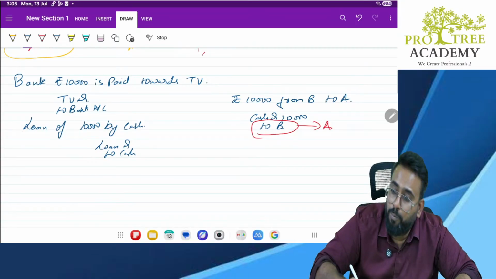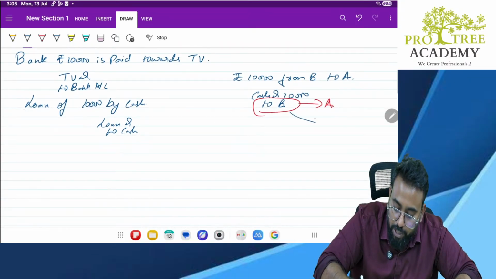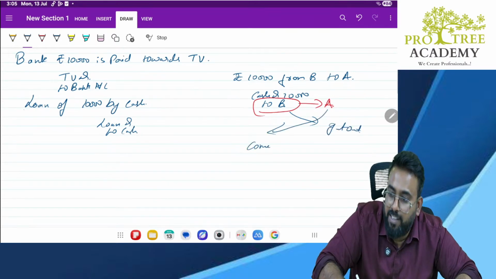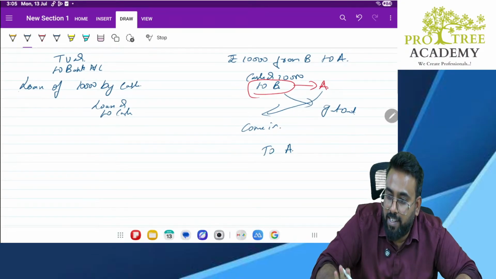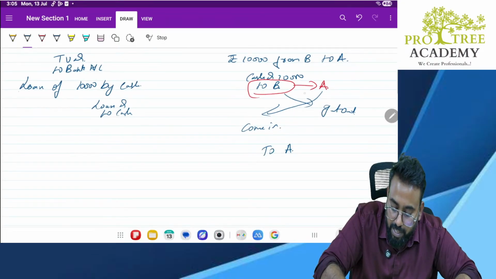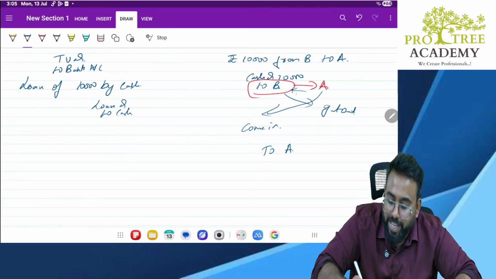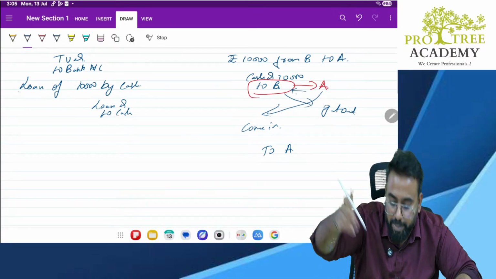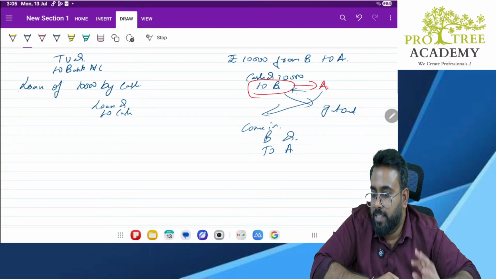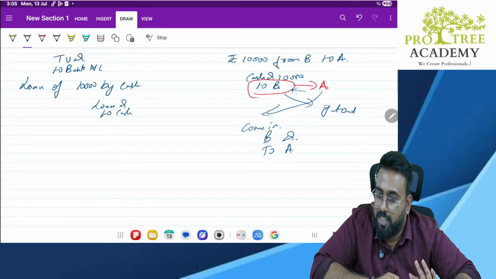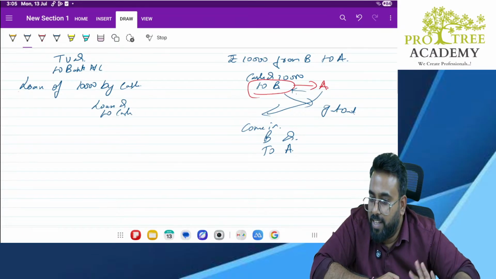Simple, sir. Whom do you want to kick out? B you want to get out. What needs to come in? A. So what is the entry? To A should be there. Correct? Because it has to come in the credit position. Now B has already been in the credit position. If you want to kick out, it should be debit. So B account debit. This is how you rectify after preparing the financial statement.